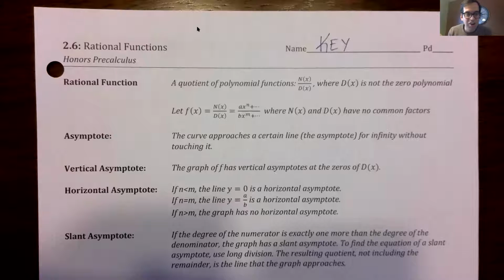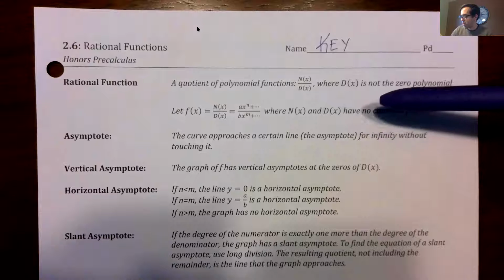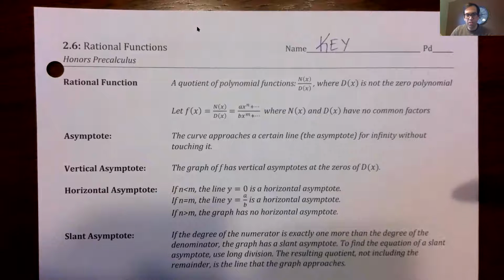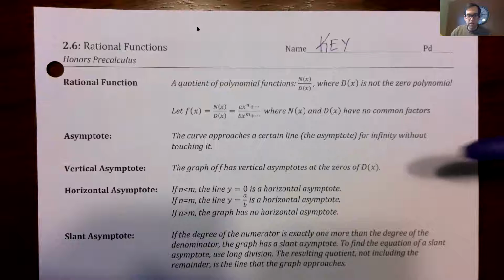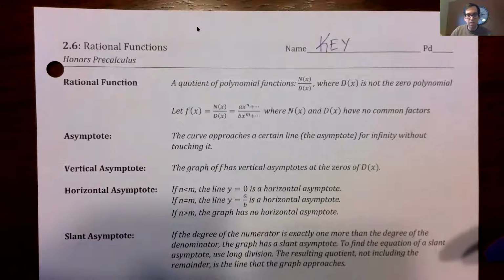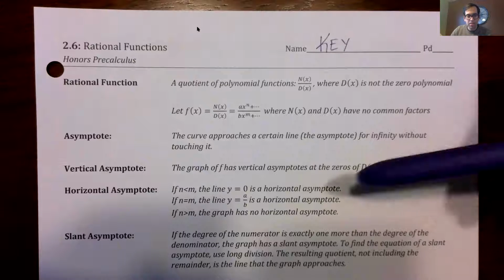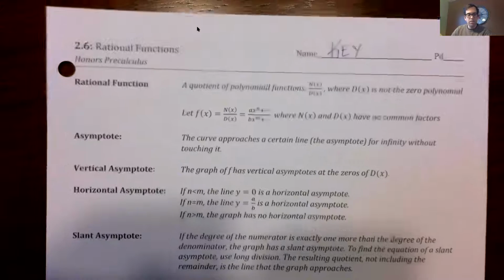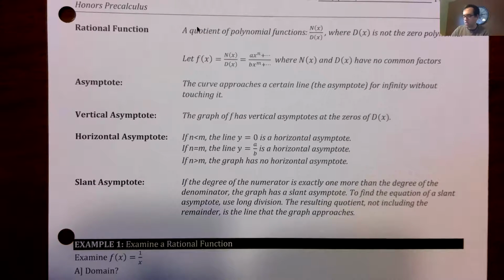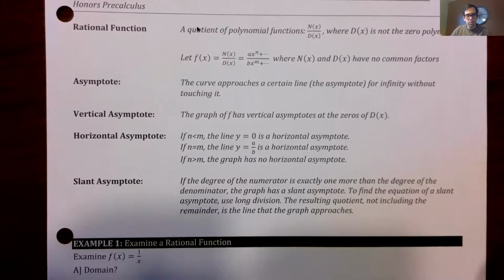All right, so here are our notes, 2.6 rational functions. First of all, the official definition of a rational function is a quotient of polynomial functions where the denominator is not 0, because then we would have bigger issues. An asymptote is a curve approaching a certain line for infinity without actually touching it. We'll see some examples of that. We'll see vertical, horizontal, and slant asymptotes today, but we'll get back to that.